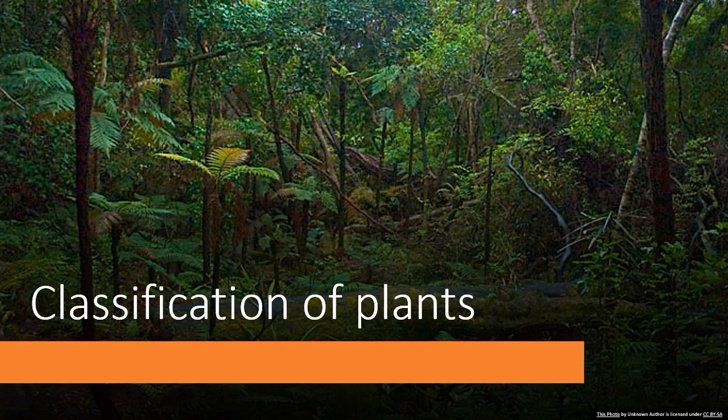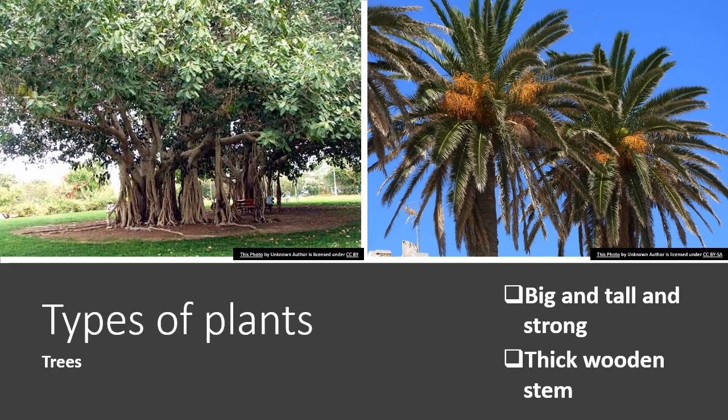Depending on the plant's growing habit, that is the height of the plant, the shape of the plant, and the kind of growth that it undergoes, plants are broadly classified as trees, shrubs, herbs, climbers, and creepers. Friends, can you identify these trees that you see in the pictures? This is a banyan and this is a date palm. Date palms are very commonly seen in Middle Eastern countries.